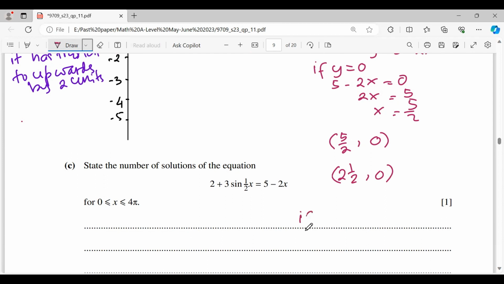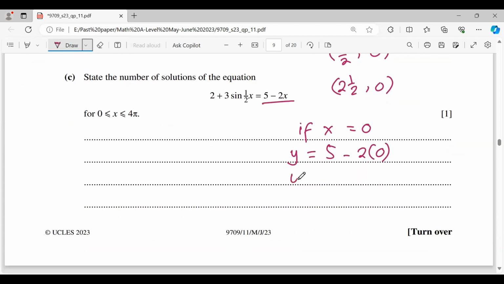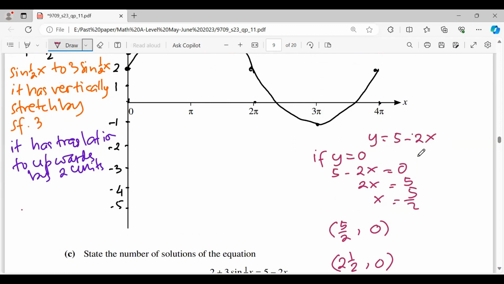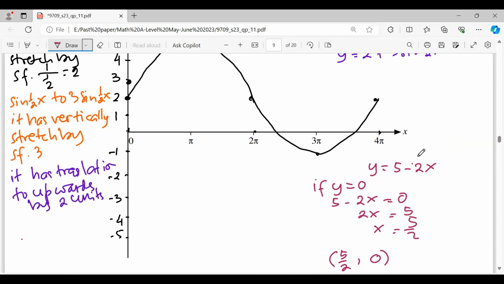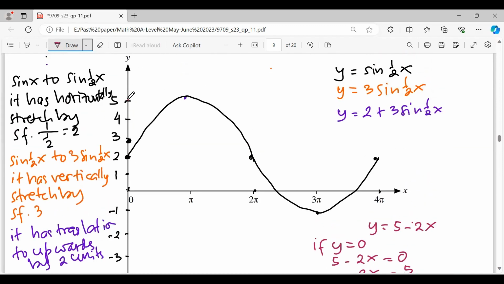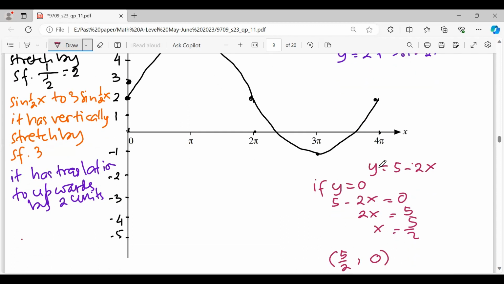And if x equals 0, the equation becomes y equals 5 minus 2 times 0, and it's going to be y equals 5. So the coordinate point is 0, comma 5. Now we are going to sketch 0, comma 5 here, and then 5 over 2, comma 0, which is 2.5 around here.